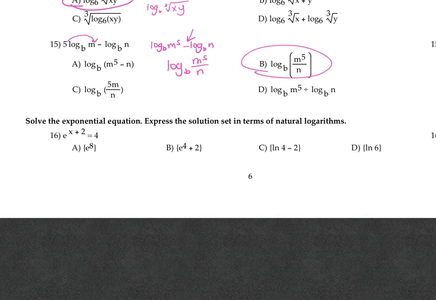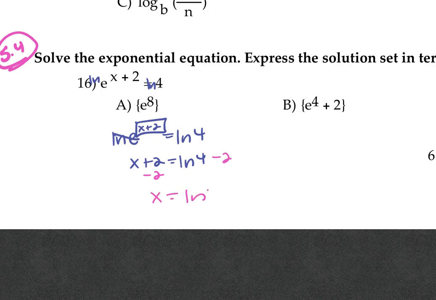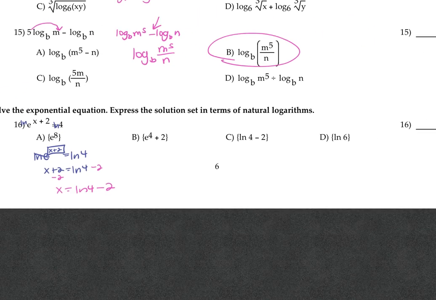16, solve the exponential equation. So now we're doing exponential equations, and this is 5.4. If there's only one base on either side of the equal sign, and we can't get it to be the same, we're going to ln both sides of our equations. So then ln of e^(x+2) equals ln of 4. Ln of e cancels, giving you what the exponent is. So x plus 2 equals ln of 4. And then I would subtract the 2. So x equals ln of 4 minus 2.